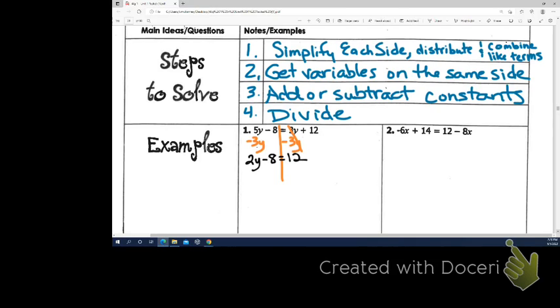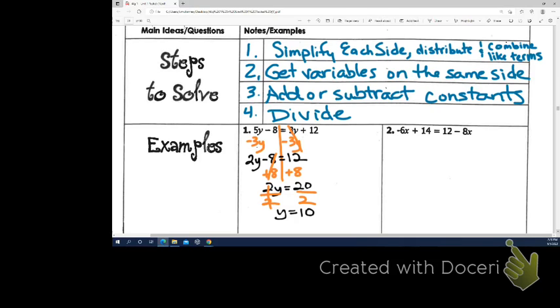And then, as I've mentioned before, then we should be in familiar territory. Now we need to do this 2-step equation. We're going to add 8 to both sides. 12 plus 8 is 20, and then we'll divide by 2. So y is 10.